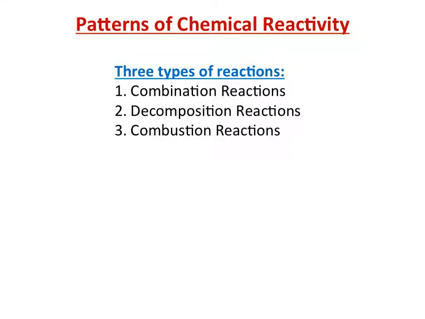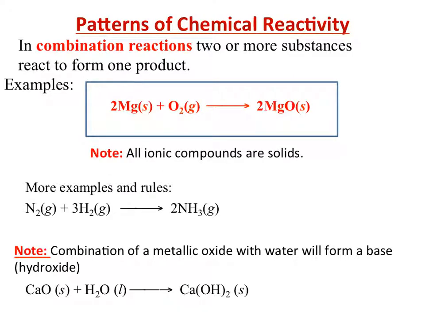Welcome to the how-to for patterns of chemical reactivity, where today we're going to talk about three types of reactions. There's three basic types of reactions that we can talk about in Chapter 3: combination reactions, decomposition reactions, and combustion reactions. The first one is a combination reaction, where two or more substances come together to react to form one product.